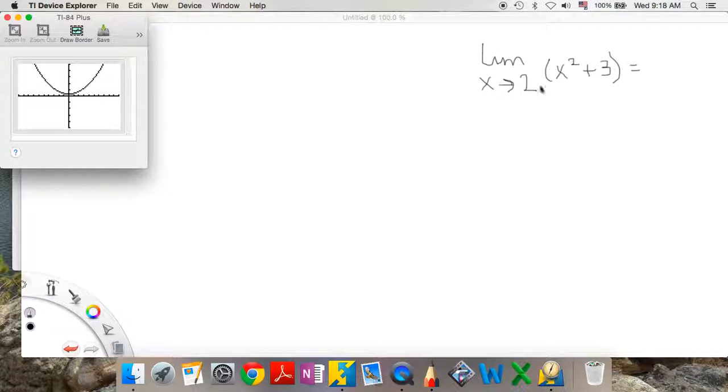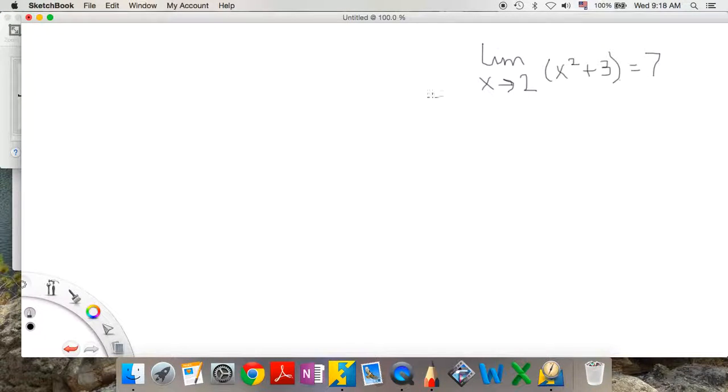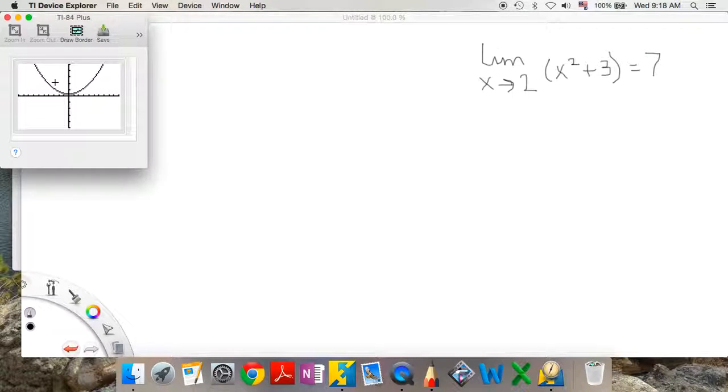If you plug in x equals 2 here, you get 2 squared plus 3 equals 7. So if we look at our graph, what that means is, if we calculate the value at x equals 2, we get 7, and that's our limit. If the function's defined there and it's a smooth continuous curve there, then it's easy. You just plug in the number and the value there is what it's going to.